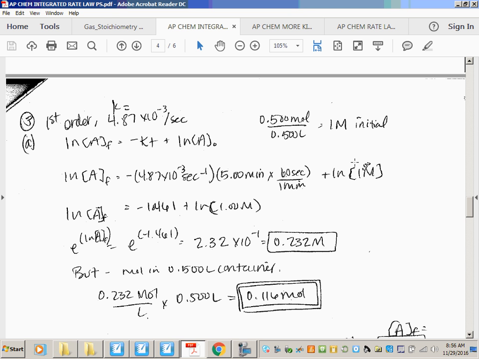So take your moles and your liters to get molarity. So we got 1 molar. Did we get 1 molar? Okay, I got like 1 thumb up, 1 head shake.